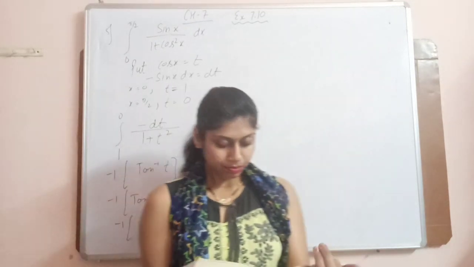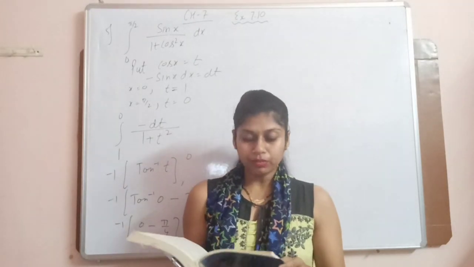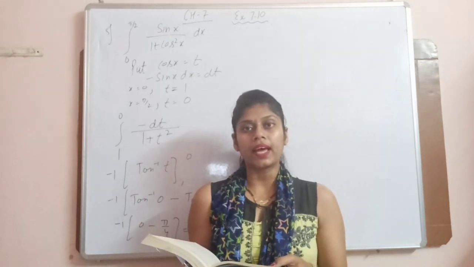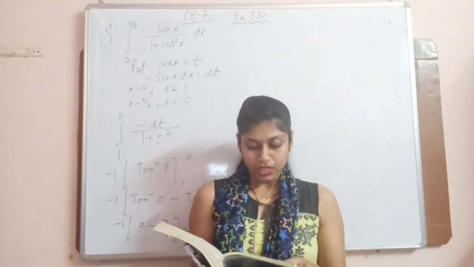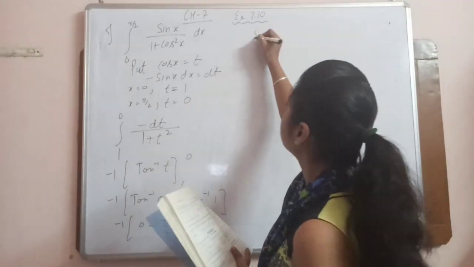Clear? Next, sixth question. In this question, you have to do completing the square in the denominator, then apply the standard result. 6 and 7 are the same. Next, question number 8.